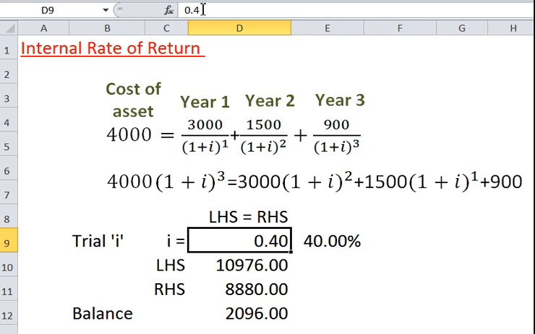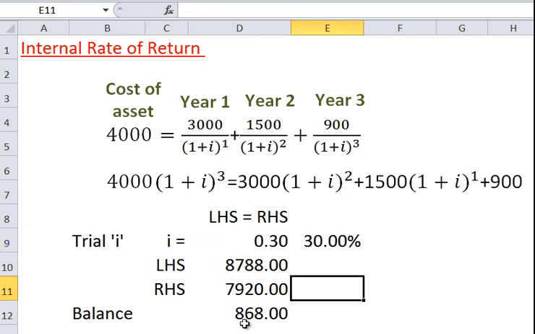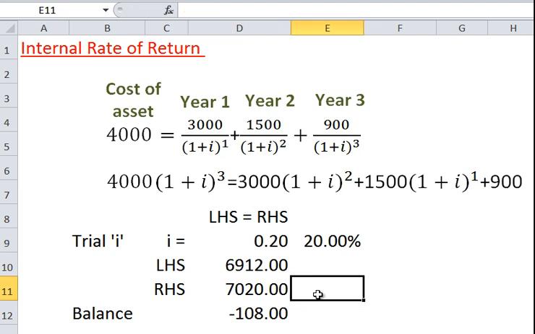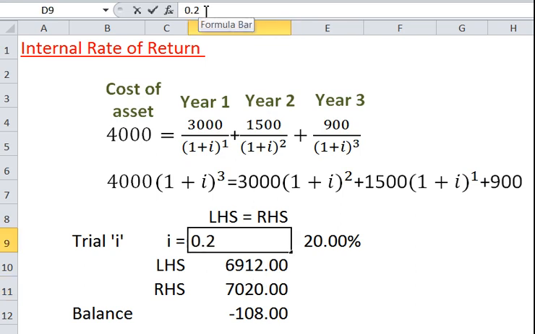So it's not 40%. As I said, we should really halve it, so the next one I take should be 0.2, but I'm just going to take 0.3 to see how it comes down. There, it's down to 868. So the two sides are getting close together, and we're on 30% here. Let's take 20. Overshot, because now it's minus 108. It's very, very close.